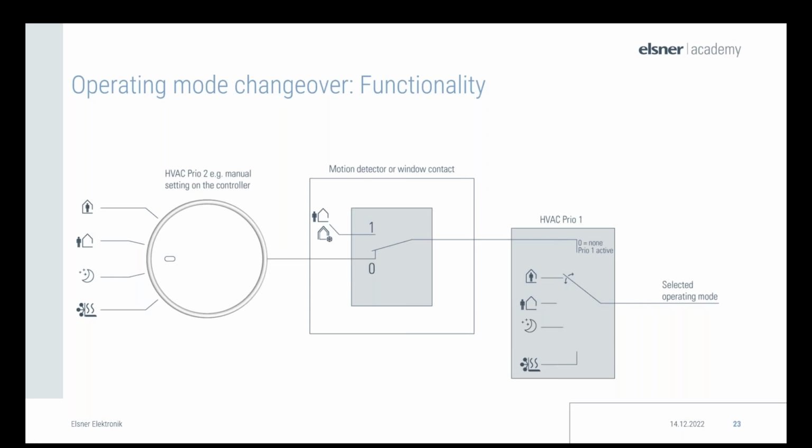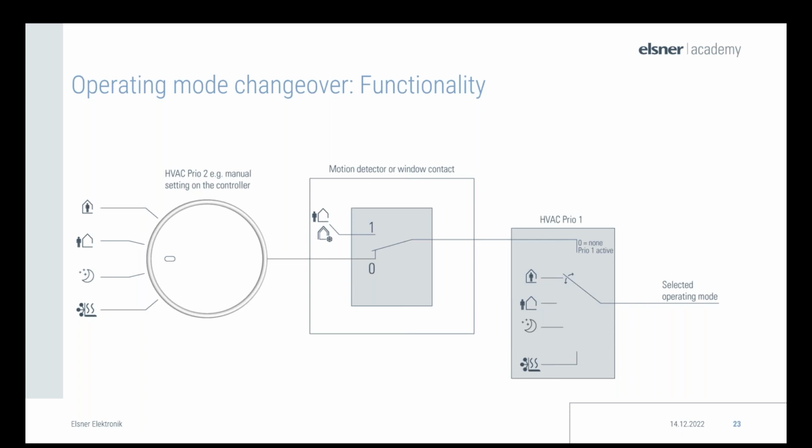So I have shown this here graphically. On the left controller, we can set the operating mode, HVAC 2, priority 2. If the window contact in the room is closed, the detector remains in switch position 0 and no control of higher priority, HVAC 1, is executed. In this setting, the manual setting for HVAC 2 operating mode is executed by the controller.